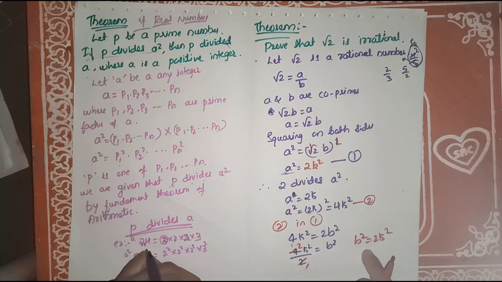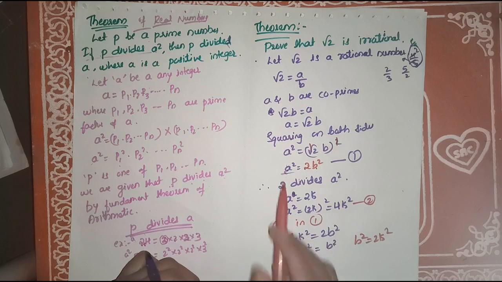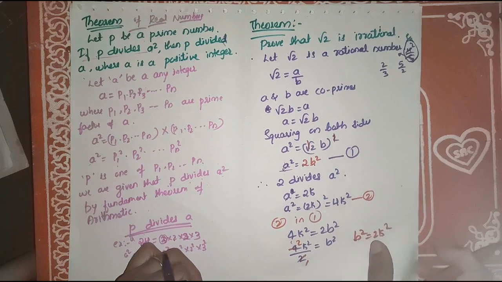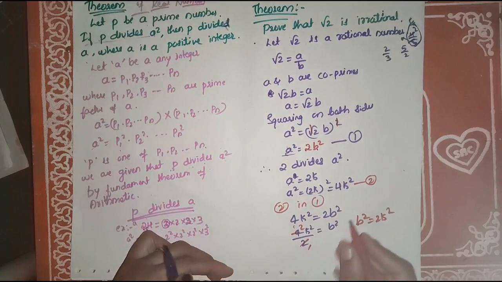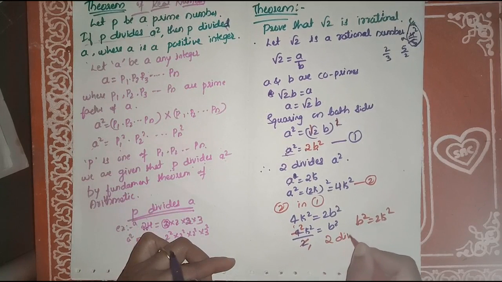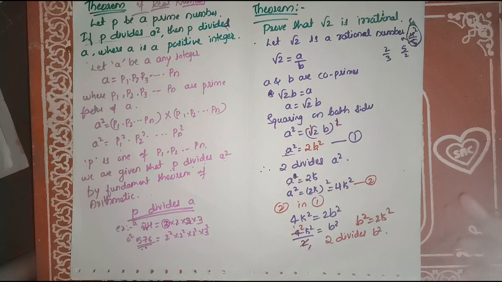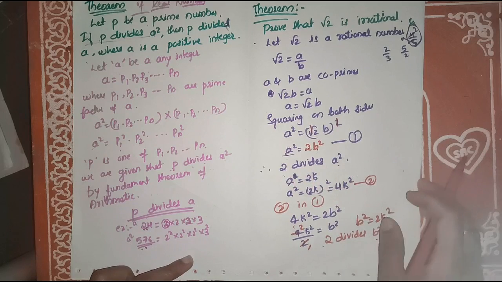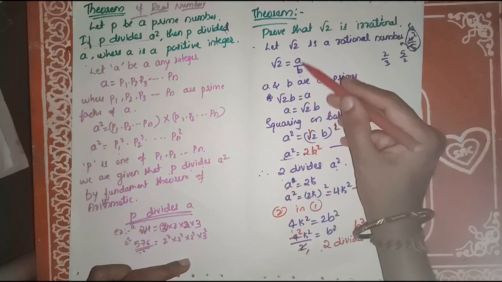So it is again in the form of this, that is b square is 2 times any number. That is b square is also what? It is an even number. So here 2 divides b square. Here 2 divides a square and 2 divides b square, means these two are divisible by 2.